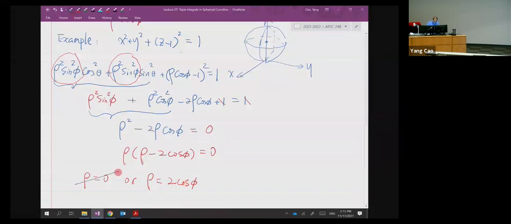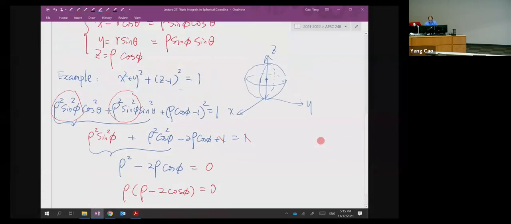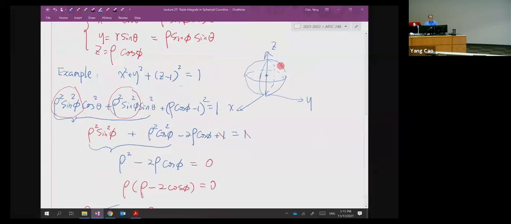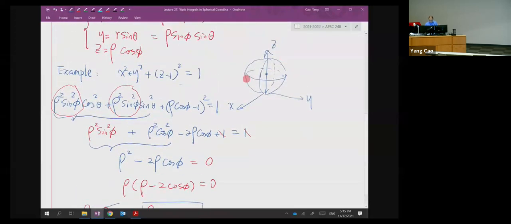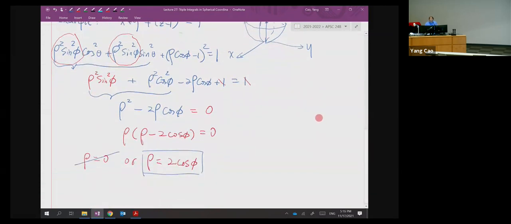Now, you certainly don't think this one should be kept, because how could rho be 0? Because you have a surface, you pick any point on it, rho is not 0. So your only solution here is rho equal to 2 cosine phi. So this is the equivalent expression in spherical coordinates to describe the sphere over here, which is centered around (0, 0, 1) with a radius of 1. You actually really need this kind of expression to help you in terms of finding limits.